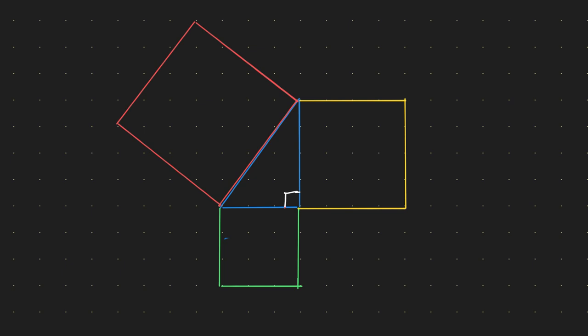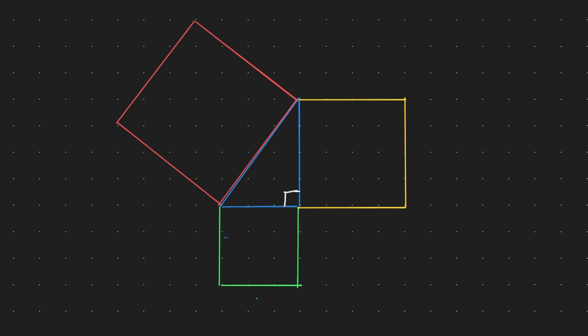All right, so let's start by finding the area for each square. That's our first step. For the green one, we can see there are 3 units here, so the side length will be 3. For our yellow one, it's 4. And for our red one, it's going to be 5.